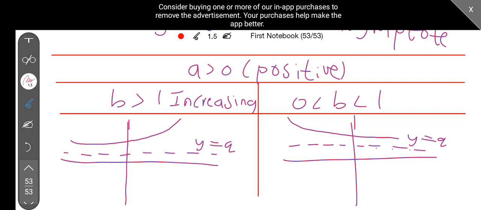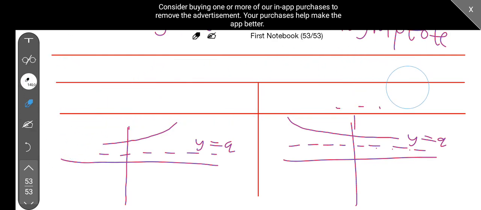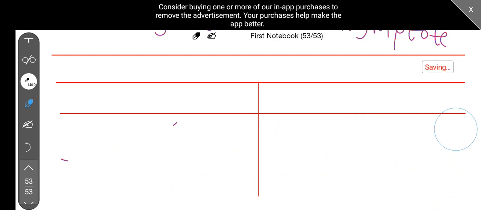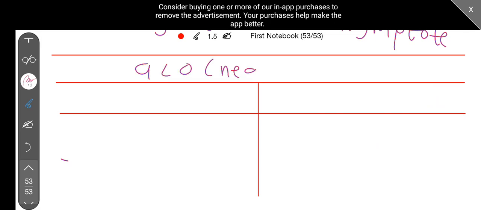If a is positive while b is more than 1, your graph is increasing above the asymptote. Okay, and then if a is positive while b is between 0 and 1, then your graph is decreasing above the asymptote. Okay, I hope this is clear. So, we are going to write other conditions. I hope you understand these ones. So, now let's say a is less than 0 or is negative. We know that the graphs will be below the asymptote.